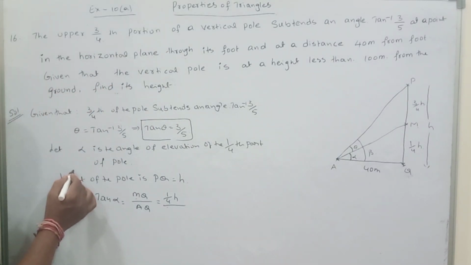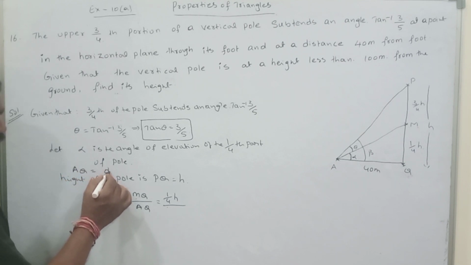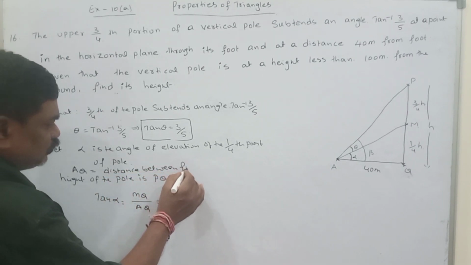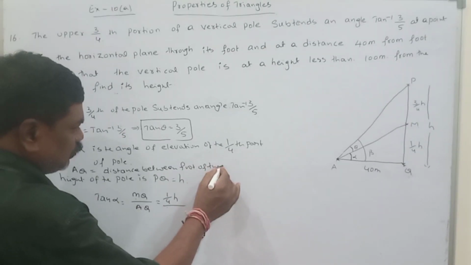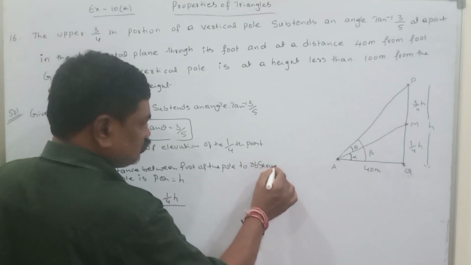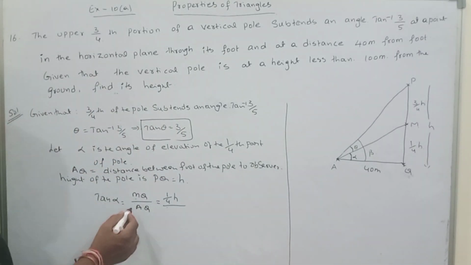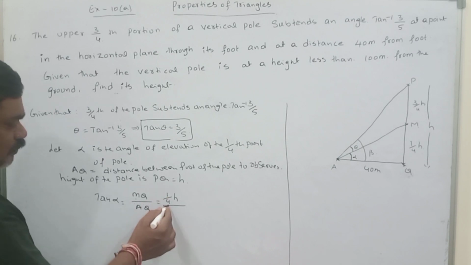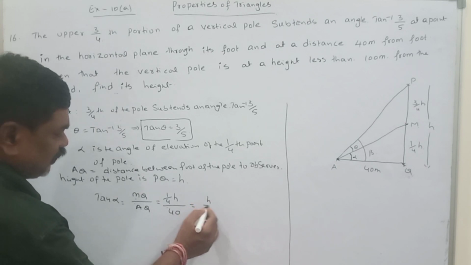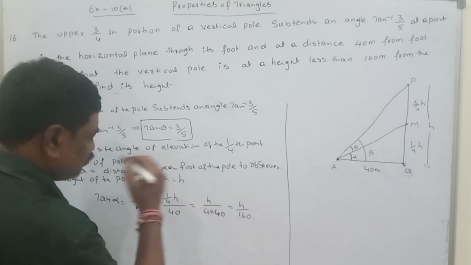So here you write AQ is equal to the distance between the foot of the pole to the observer. So tan alpha is equal to MQ by AQ, which is 1 by 4 H by 40, equal to H by 4 into 40, which is H by 160.